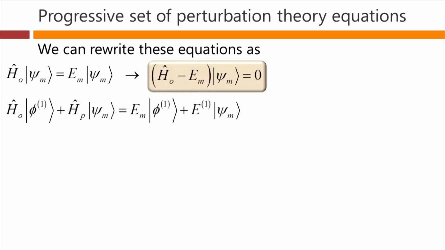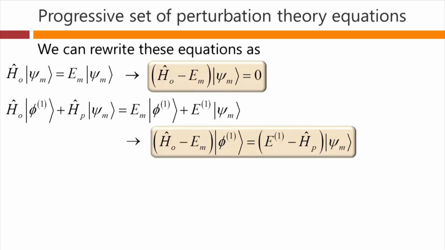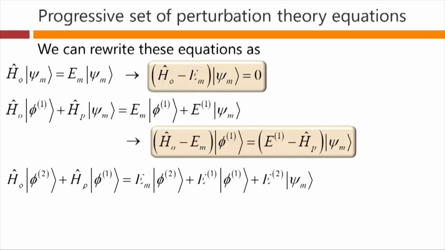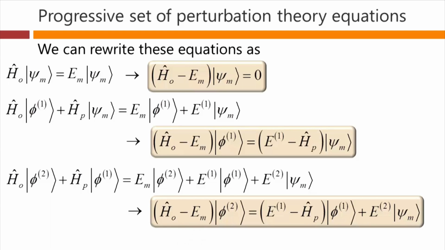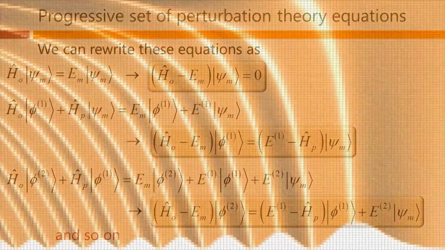The first order equation we can rewrite rather simply as one in this form. Again, we've taken the same kind of operator on the left, but now operating on phi 1, and on the right we'll have E1 minus the perturbing Hamiltonian times psi m, with the same understanding about implicit identity operators, if you like. And for the second order one, a rearrangement can give us, again, the same kind of form on the left, and now two terms on the right-hand side here. And we can keep going with that.